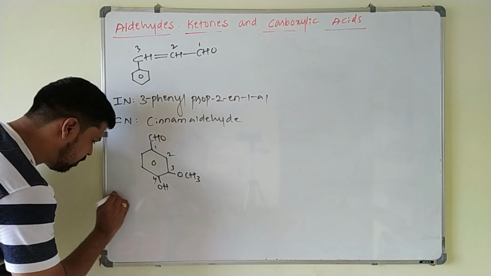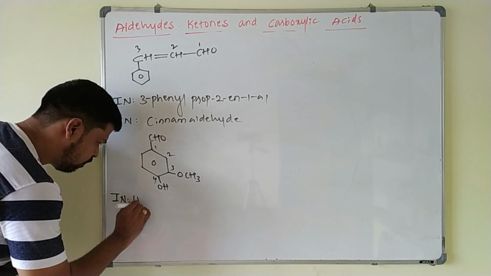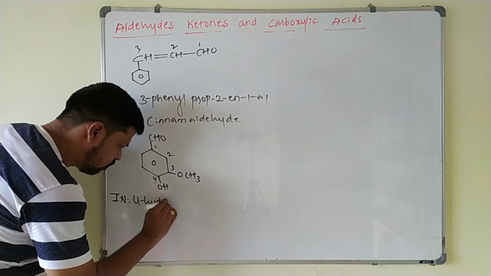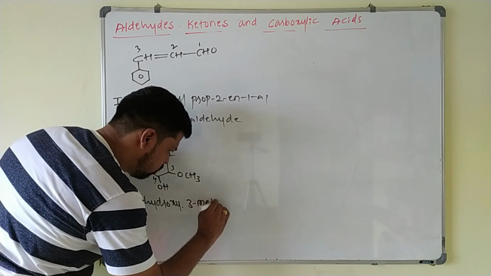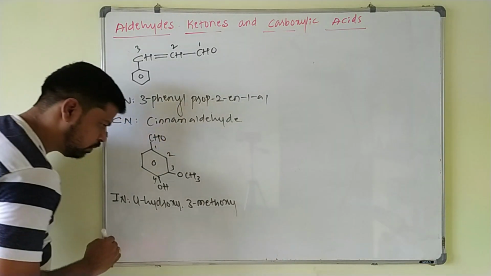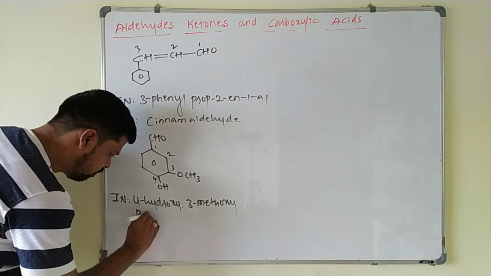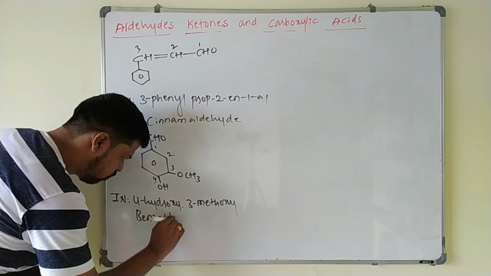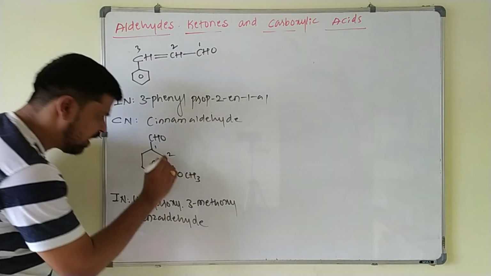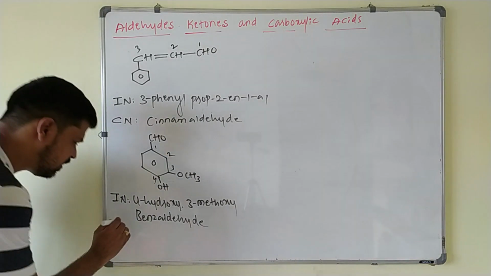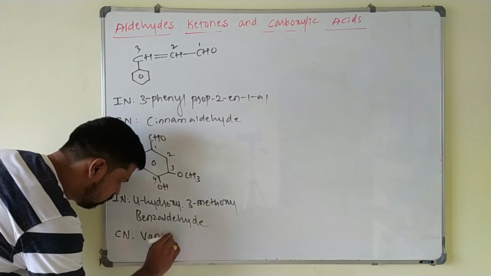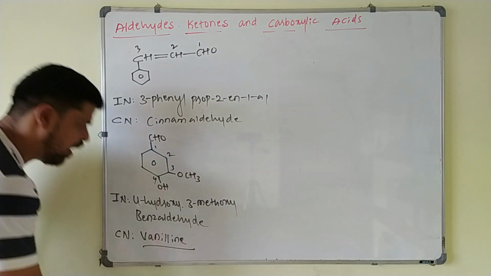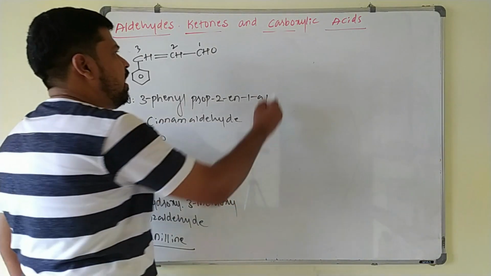So the IUPAC name of this compound is 4-hydroxy 3-methoxy benzaldehyde, and this has a special name, that is, the common name for this compound is vanillin. It is called vanillin. Okay, next one.